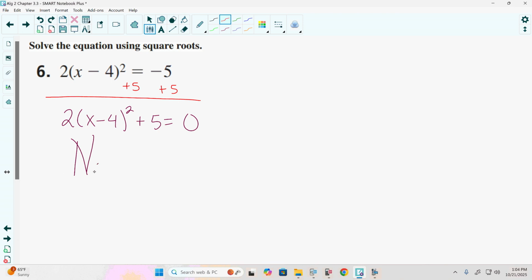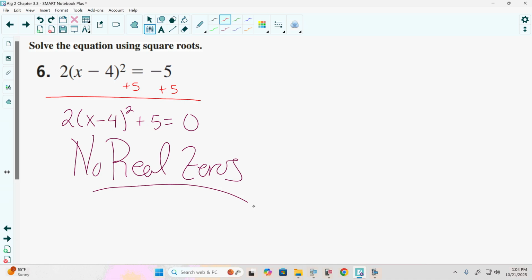That is why we get no real zeros at the moment. But we will be able to eventually solve this and find the imaginary solutions, or the complex solutions, for this. Questions on this here?